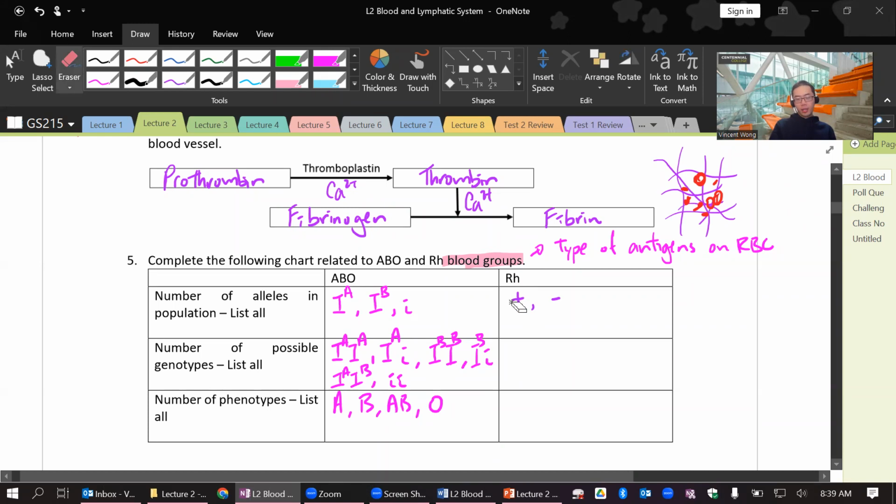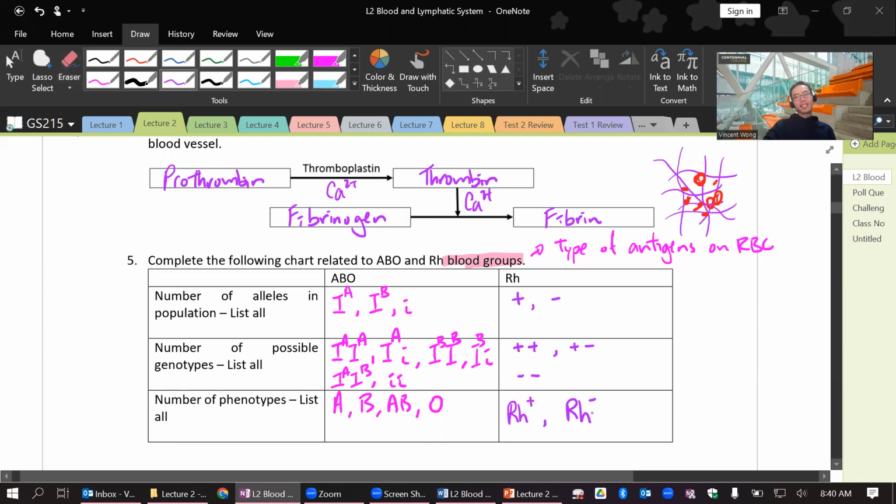The positive allele allows you to make the Rh protein, and negative means you cannot make it. In terms of genotypes, what combinations can we generate? We can have positive positive, positive negative, and negative negative. Positive positive, as well as positive negative, will give you Rh positive blood type, and negative negative gives you Rh negative blood type. All right.